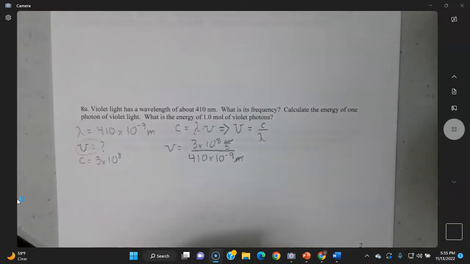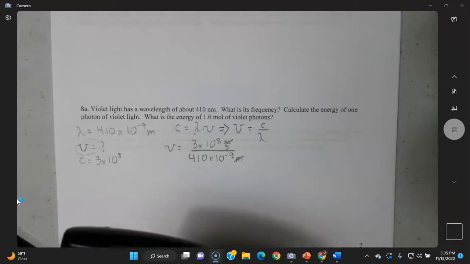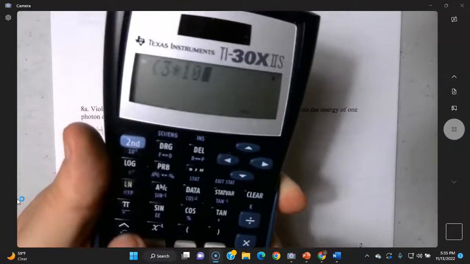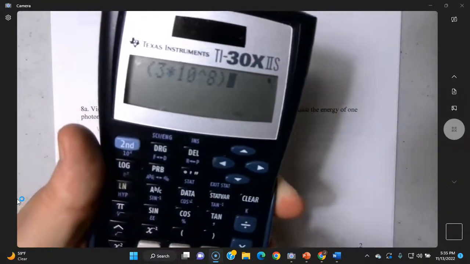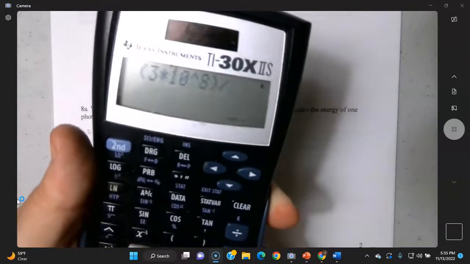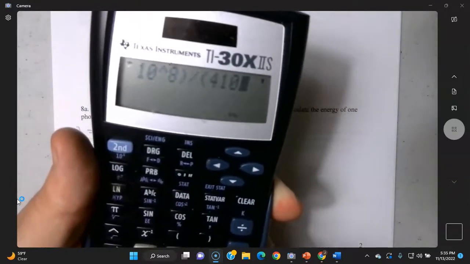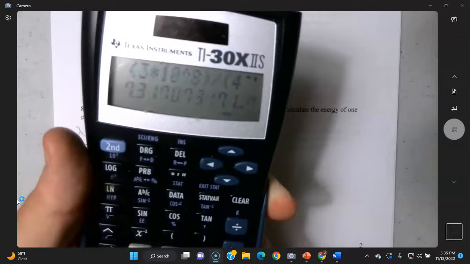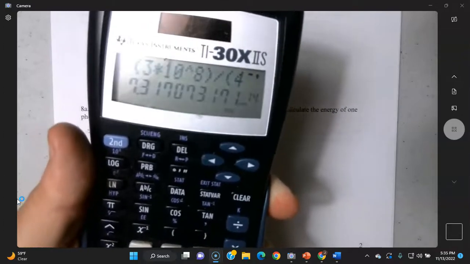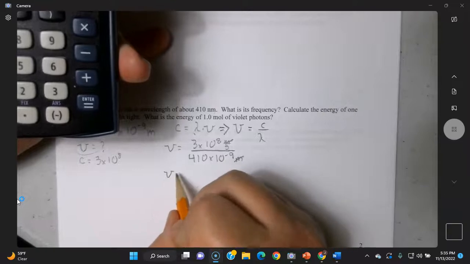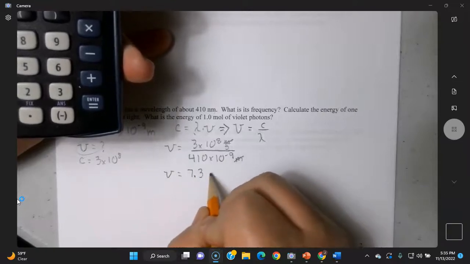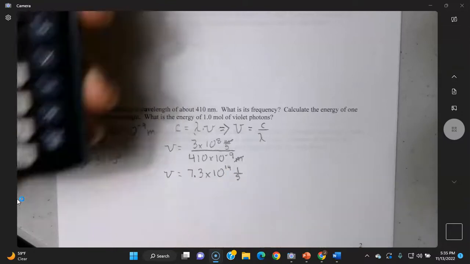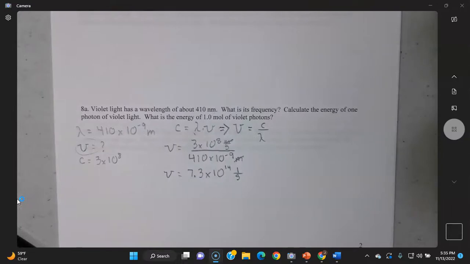So we're going to do this on the calculator again. I'll show you a few of these calculations. I won't do it all the time. So it's 3 times 10 to the 8th. So I'm going to open a parenthesis, 3 times 10 caret 8, close the parenthesis, divided by 410 times 10 to the minus 9th, open a parenthesis, 410 times 10 caret negative 9, close the parenthesis, and we get 7.3 times 10 to the 14th for the frequency. And that's 1 over seconds or hertz. Either way you want to say that, okay? All right, so what is the frequency?